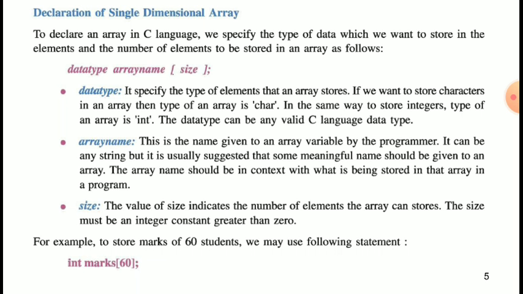And third is the size. The value of size indicates the number of elements the array can store. The size must be an integer constant greater than 0. For example, to store marks of 60 students, we may use the following statement: int marks[60]. int is a data type, marks is an array name, and 60 is a size. So that is to store marks of 60 students.